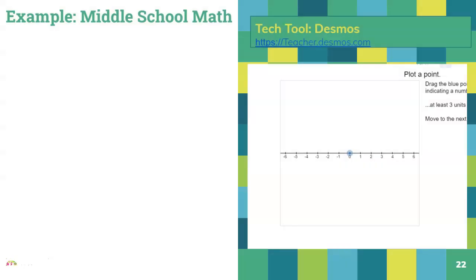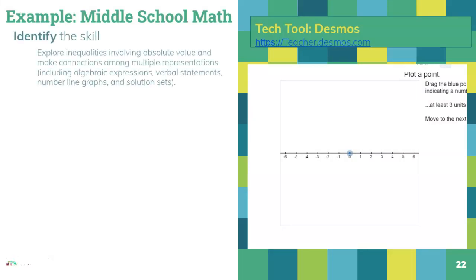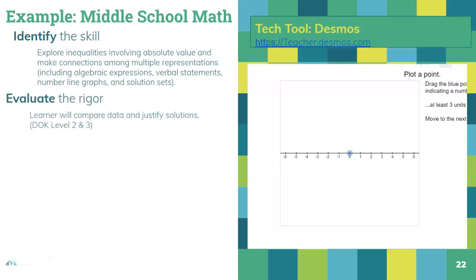Another example is a high school math example. The tool I'm going to talk about is Desmos. The skill is that we need our students to explore inequalities involving absolute value and make connections among multiple representations, whether that's expressions, verbal statements, number line graphs, or solution sets. For rigor, we want them to be able to compare data and justify solutions. All of us remember our math days with graph paper. We can show it to someone sitting next to us, but it's very flat. That's all we can do with that.